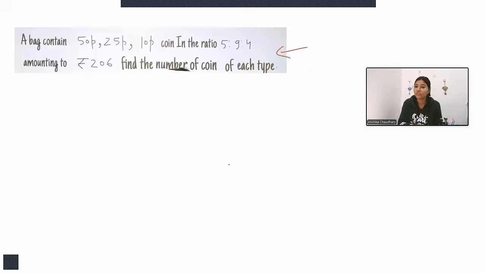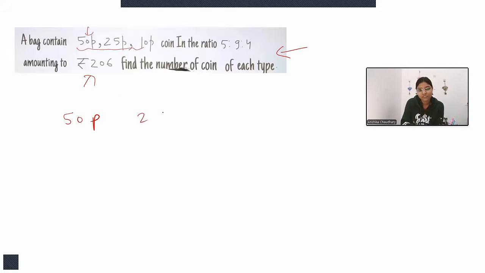Also, this type of question you will get so frequently in your placement exams, right? Now, a bag contains 50 paise, 20 paise, 25 paise, 10 paise coins in the ratio of this, amounting to rupees 206. See, the ratio is given, the bag contains these paise coins and the amount is in rupees. So we need to convert them into rupees, right? So what is it?